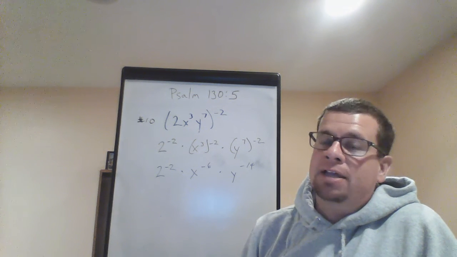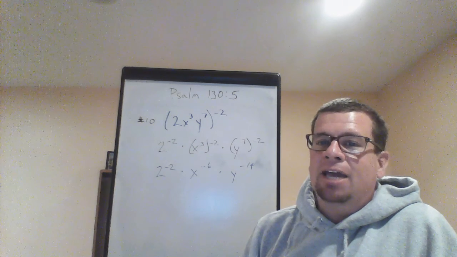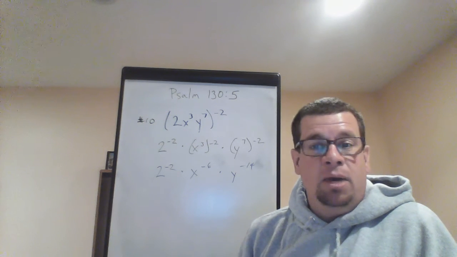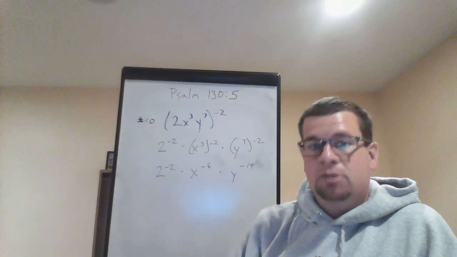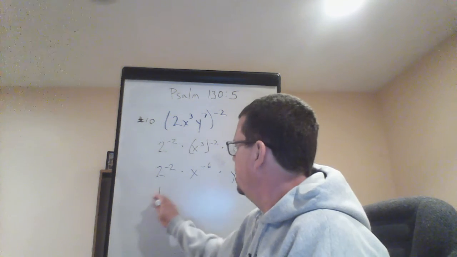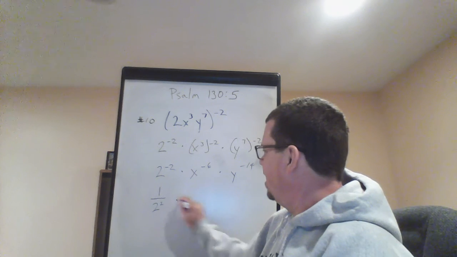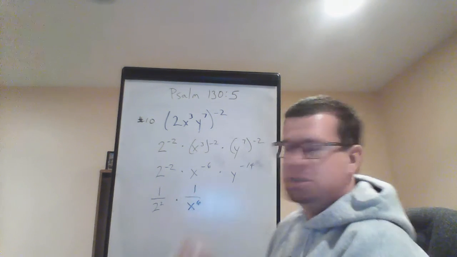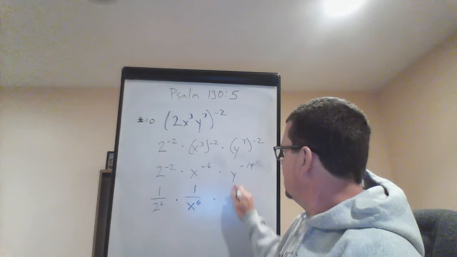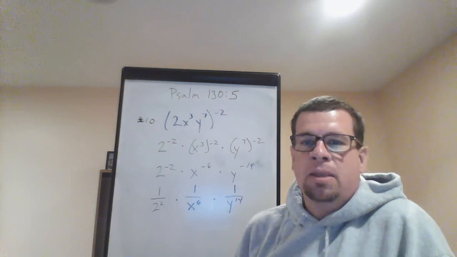And now to simplify this thing, the definition of simplified form says we can't leave any negative exponents. And so you have to understand what negative exponents do. They don't make things negative. They reciprocate things. All right, so 2 to the negative 2nd is 1 over 2 to the positive 2nd. X to the negative 6th is 1 over x to the 6th. And y to the negative 14th is 1 over y to the positive 14th.